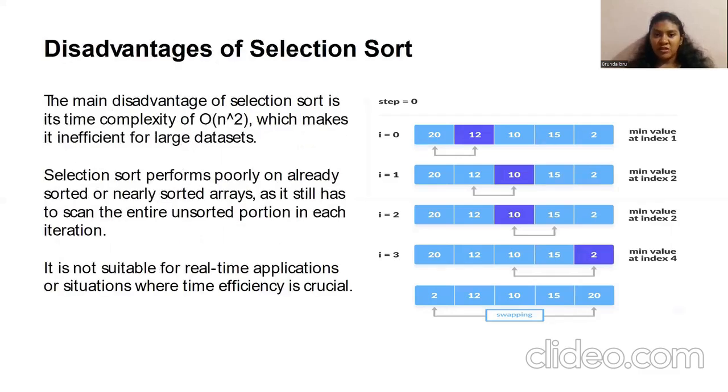Disadvantages of selection sort. The main disadvantage of selection sort is its time complexity, that is theta of n power 2, which makes it inefficient for large data sets. Selection sort performs poorly on already sorted and nearly sorted arrays as it still has to scan the entire unsorted portions in each iteration. It is not suitable for real-time applications or situations where time efficiency is crucial.